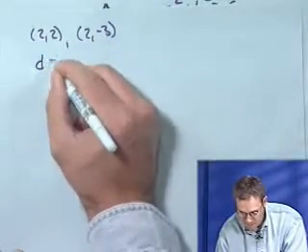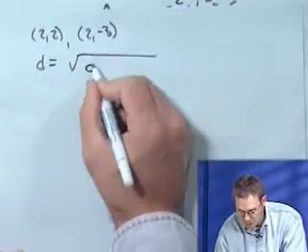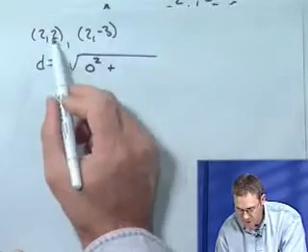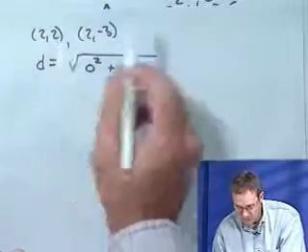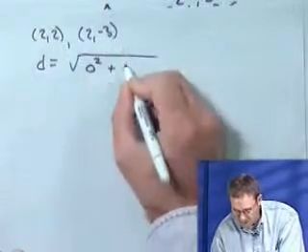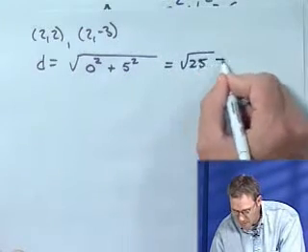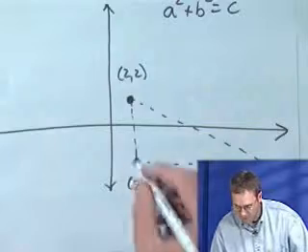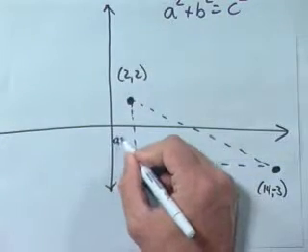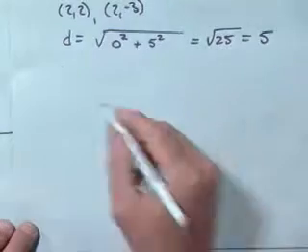So the distance, remember, is the square root of the difference in the x's, 2 minus 2 is 0, squared, plus the difference in the y's, 2 minus a -3. I'm going to skip a few steps here, so stay with me. 2 minus a -3 is 5 squared, which equals the square root of 25, which is 5. So we now know that this distance, we'll call that A, is 5.